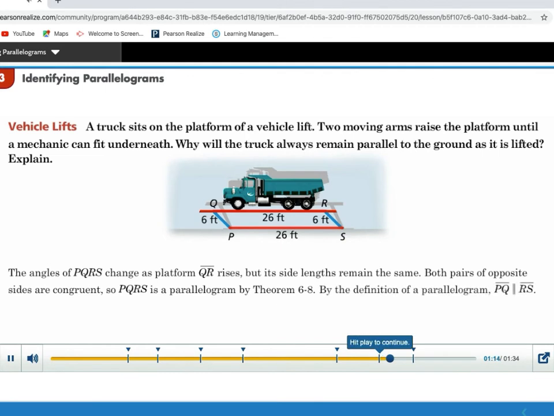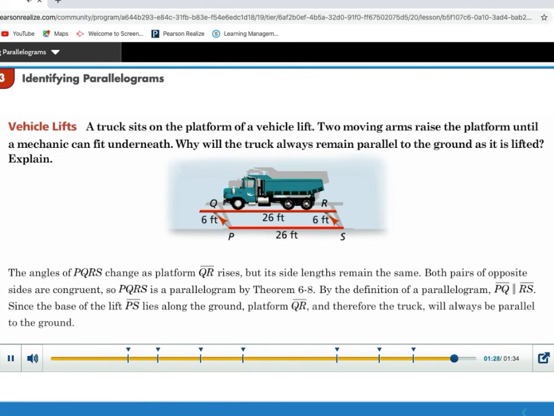By the definition of a parallelogram, segment PQ is parallel to segment RS. Since the base of the lift, segment PS, lies along the ground, the platform, segment QR, and therefore the truck will always be parallel to the ground.